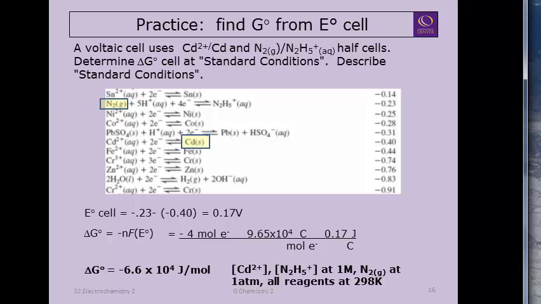When you describe the standard conditions, the cadmium and hydrazinium ion, those are both in solution, so those are 1 molar. Nitrogen's gaseous, so it's at 1 atm, 1 atmosphere pressure. And all the reagents are at 298 K.